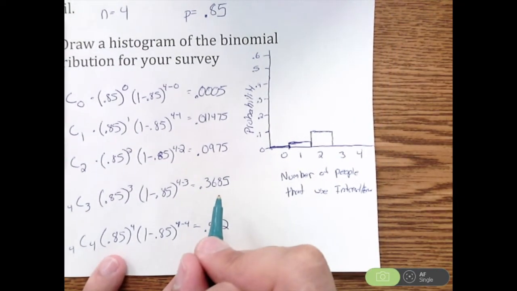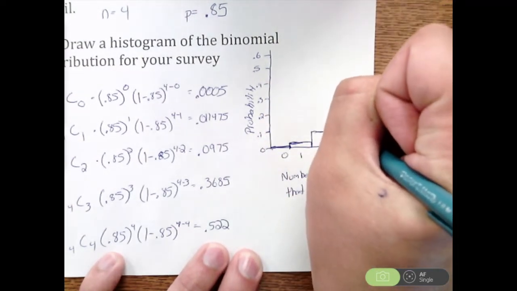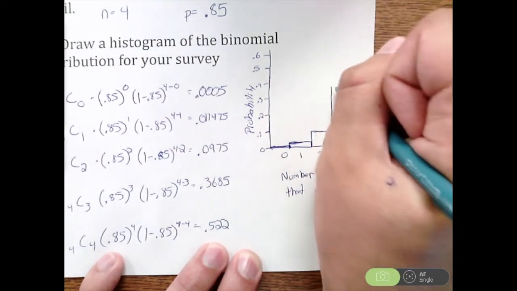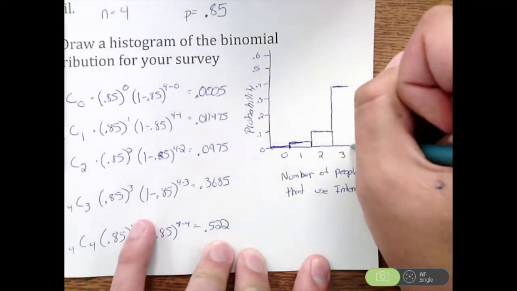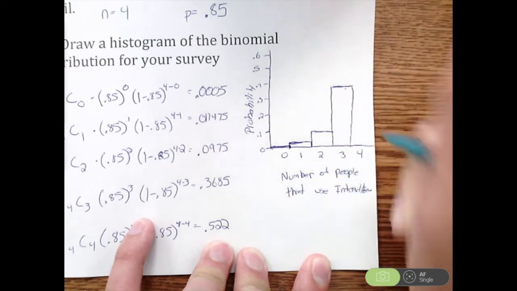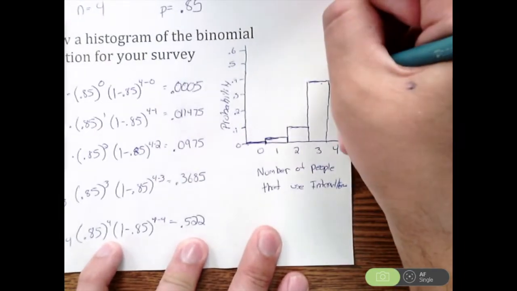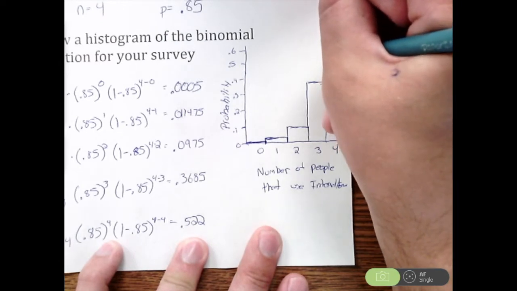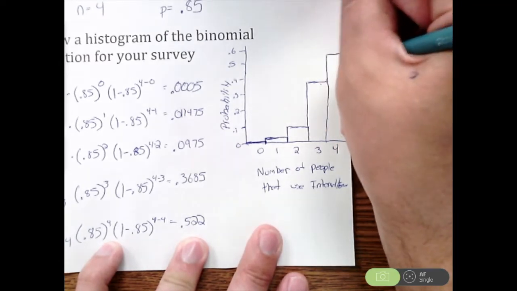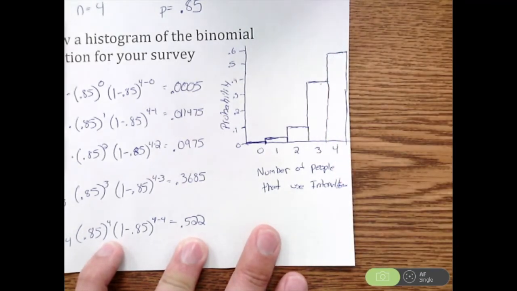The probability that we had 3 that use internet or email is 0.3685. That's going to be all the way up here, roughly. It doesn't have to be perfect, but you want to make it look as close as possible. And then 4 is 0.522, so we need to go above the 0.5 just a little bit, right there. So you just make a bar graph of all of your values, 0, 1, 2, 3, 4.